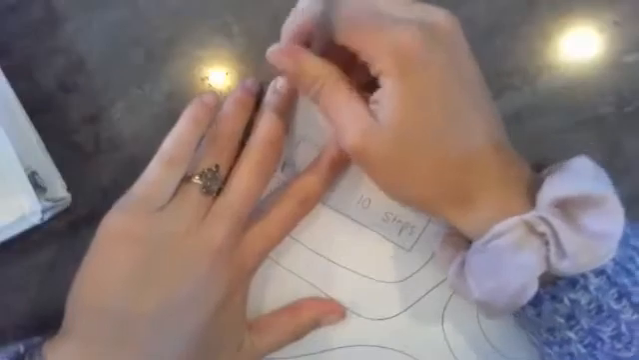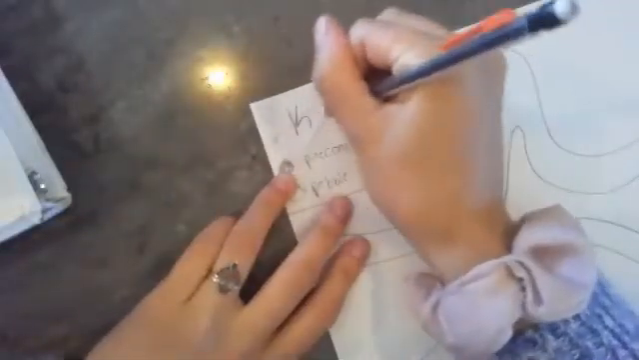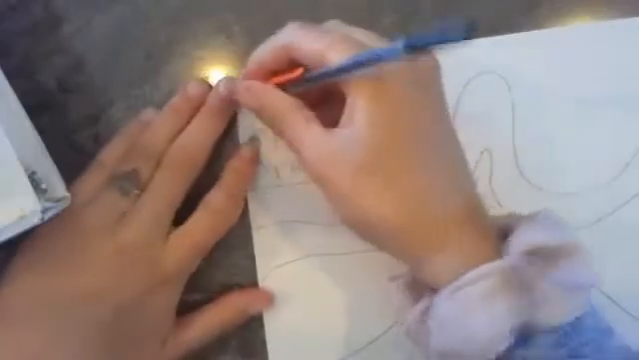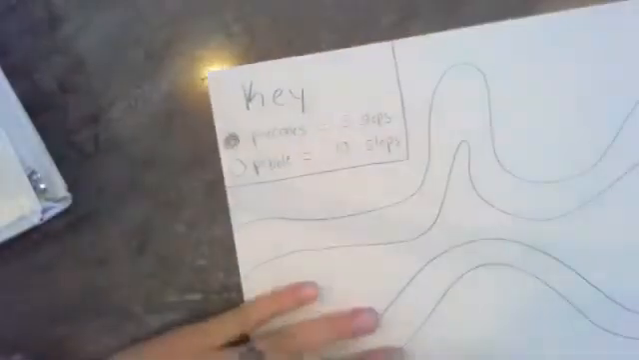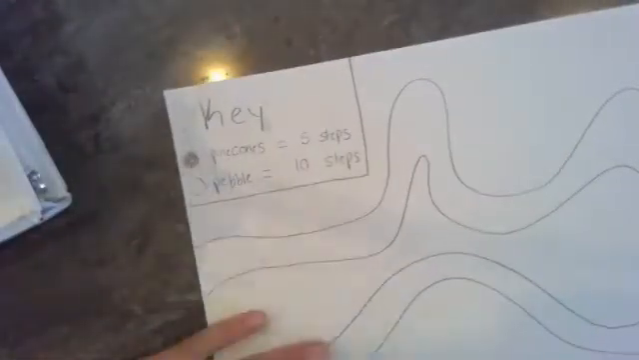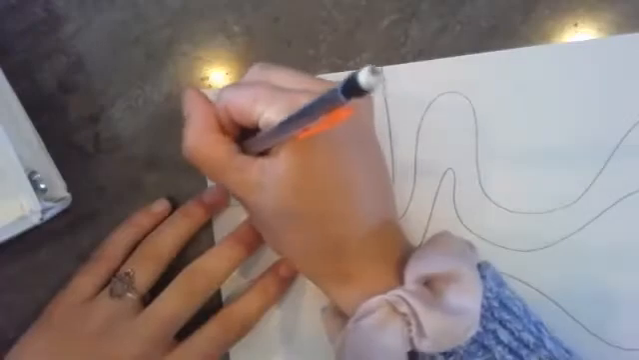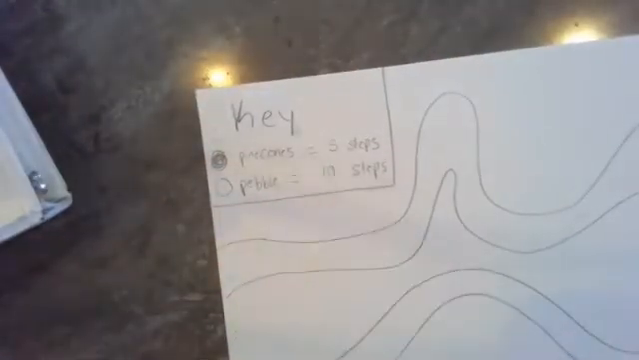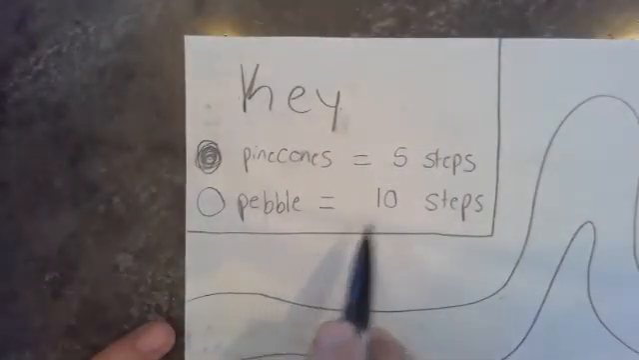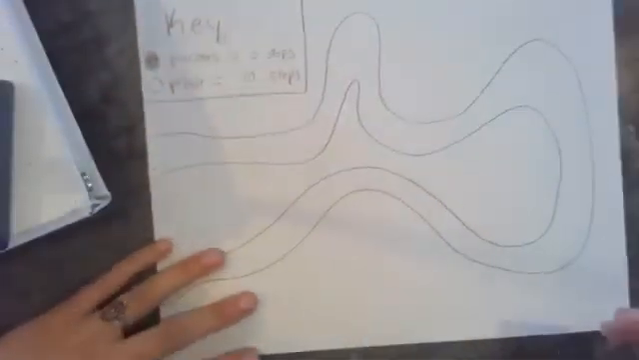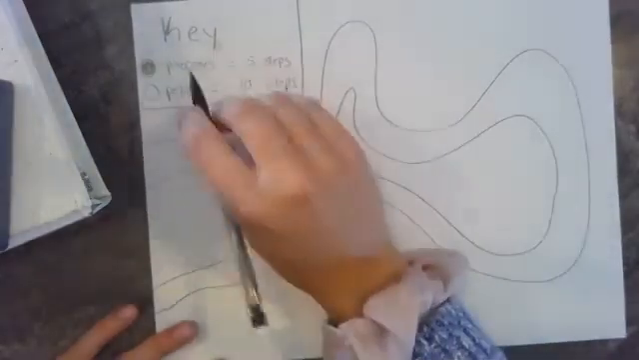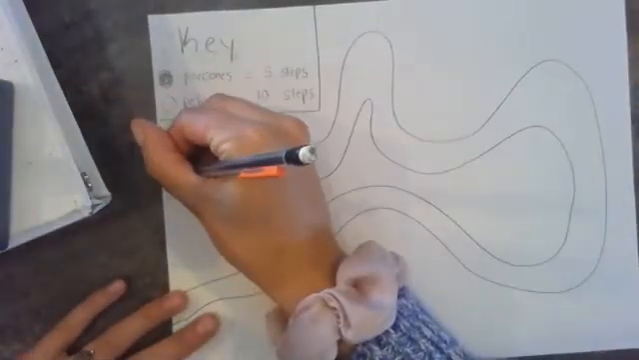So on our key, I'm gonna make the title a little bit bigger. Key. A key is something that we'll use to reference. So if you take a look at this key, we're gonna use a pine cone. A pine cone is just gonna be a swirl. A pine cone is gonna represent every 5 steps. And a pebble is just a circle, and that represents every 10 steps, okay? So if you take a look at our trail, I'm gonna use numbers, and I'm gonna use pine cones and pebbles. So I'm just gonna begin to number.